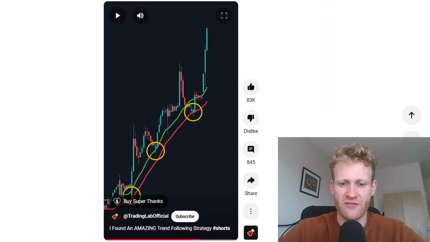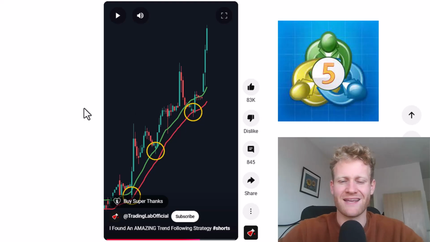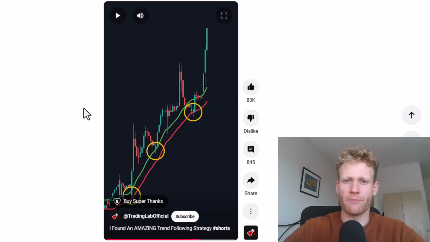So what I did is I checked this chart, which I will link below in a comment. And I wrote the source code for this exact strategy in MetaTrader 5 to backtest it with historical data over a long period of time.